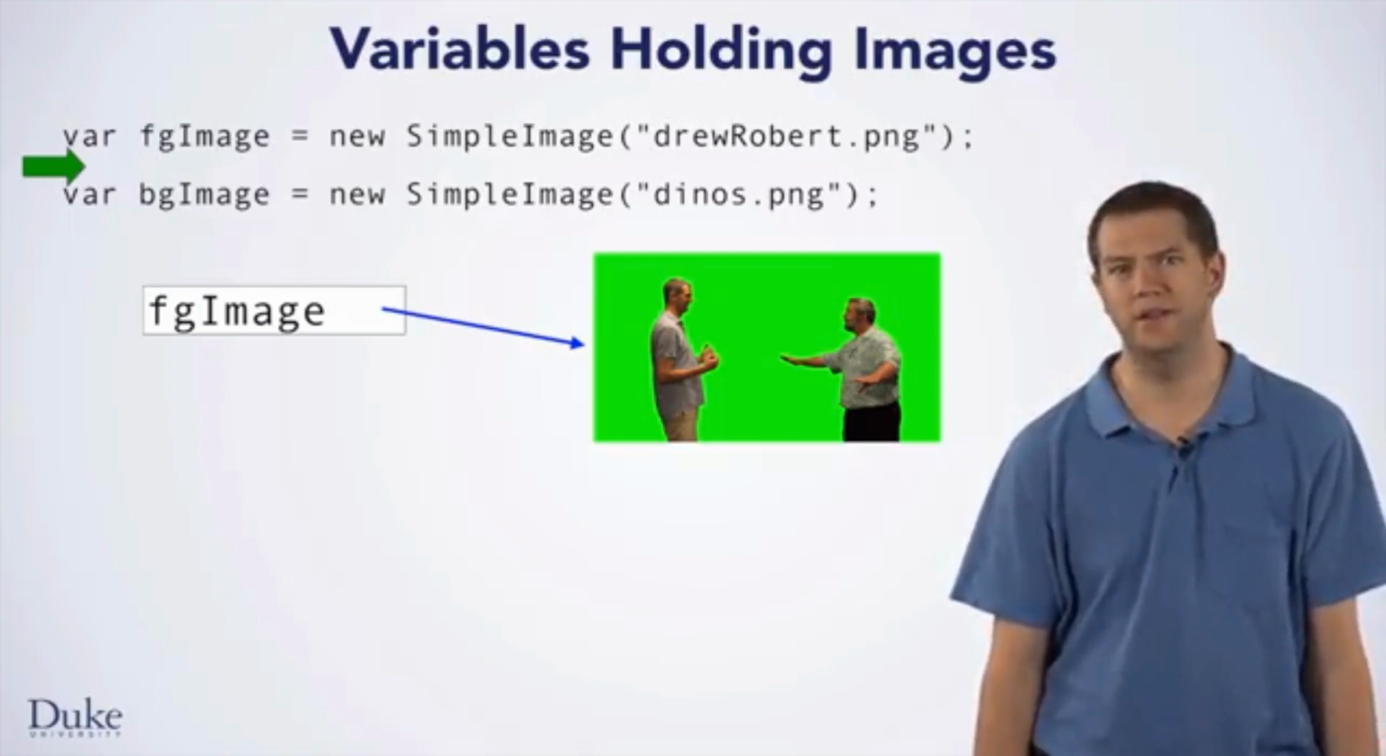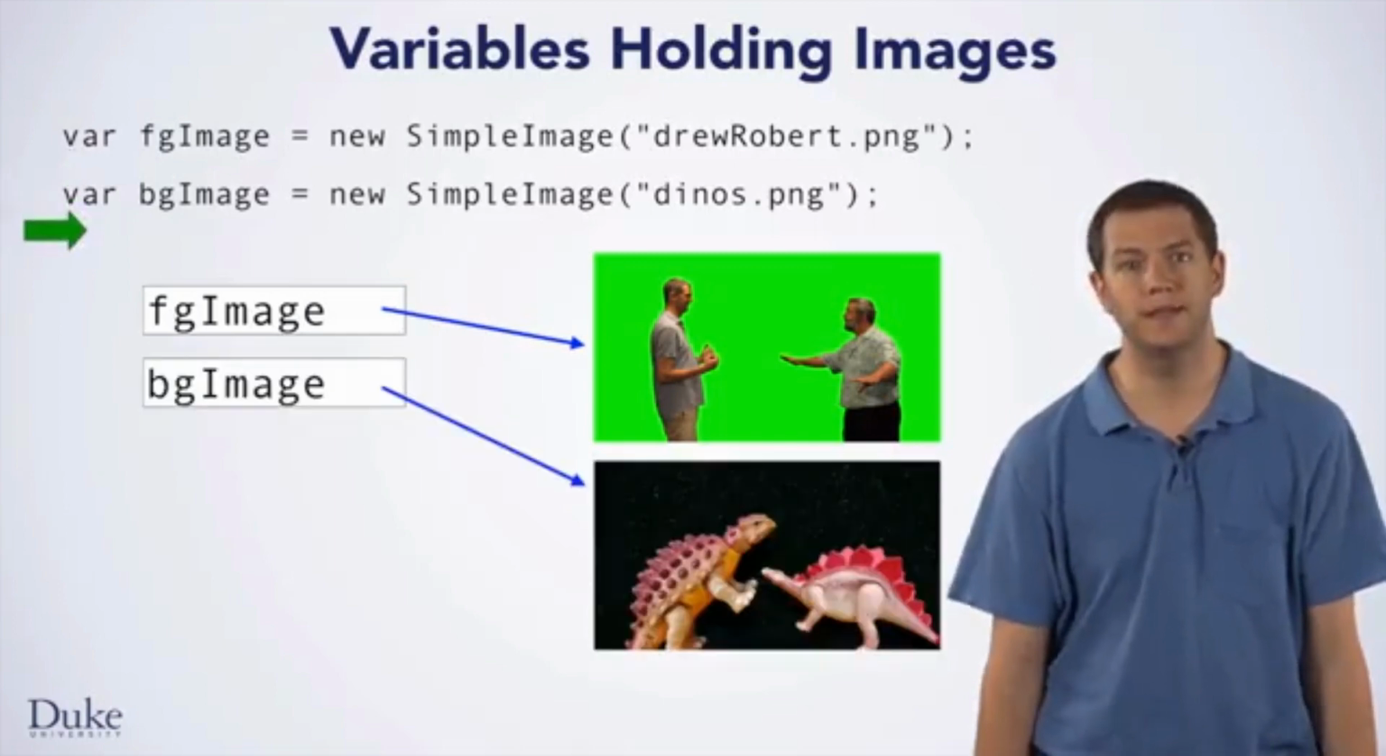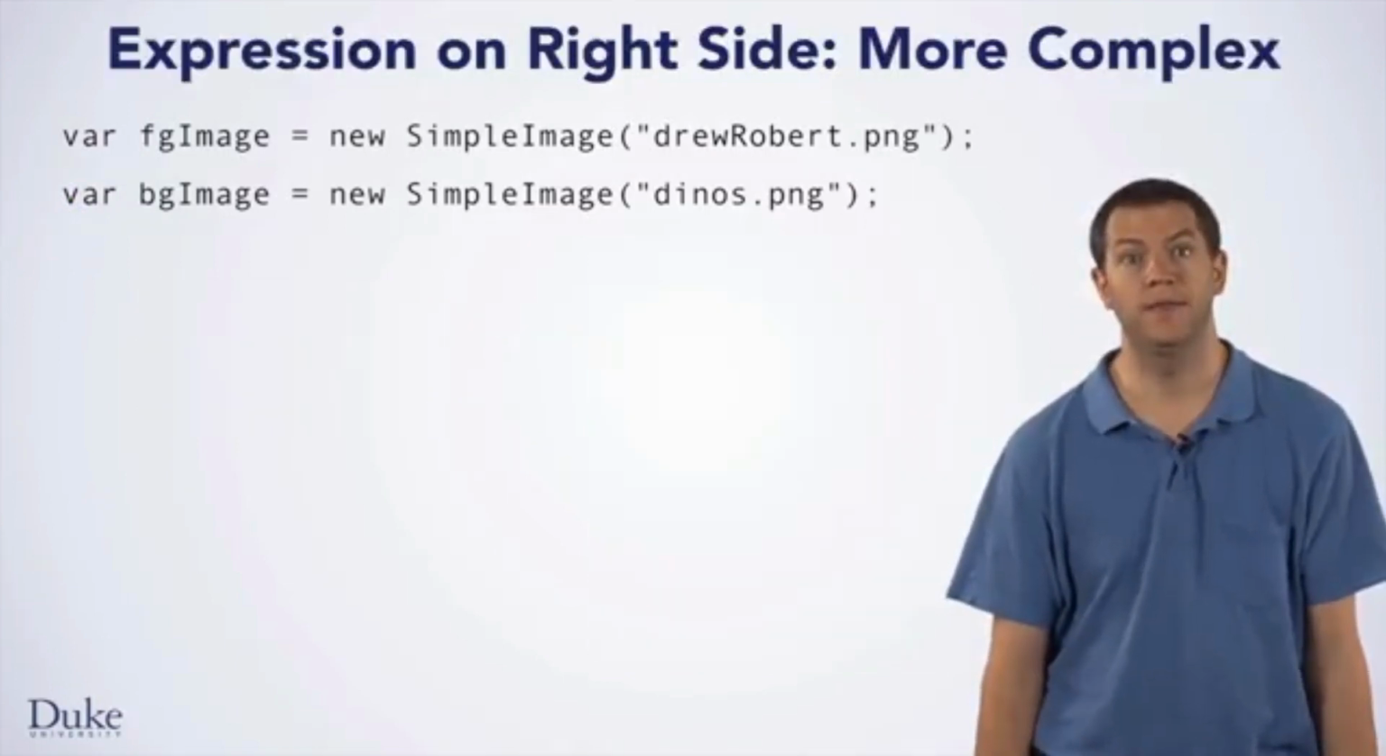Why does it matter that new makes a thing and that the box has an arrow pointing at it? As you will see soon, you can have multiple arrows pointing at the same thing from different boxes. The second statement behaves similarly, except that the image which bgImage is initialized to is dinos.png. The expression that we are using to initialize these variables is a bit more complex than the mathematical expressions we saw earlier. So let us delve into them for a second.